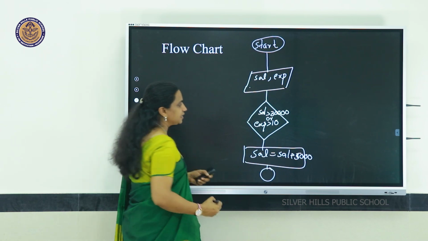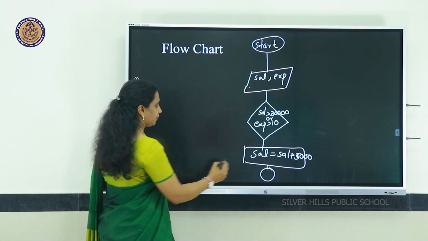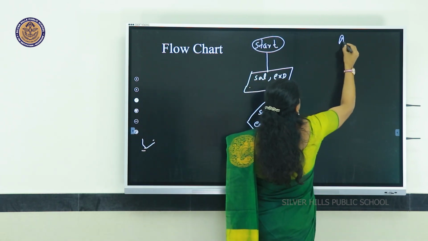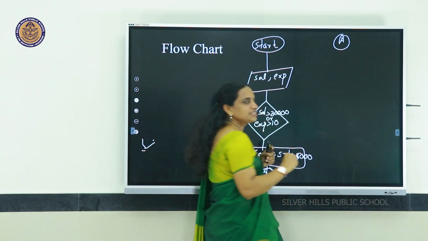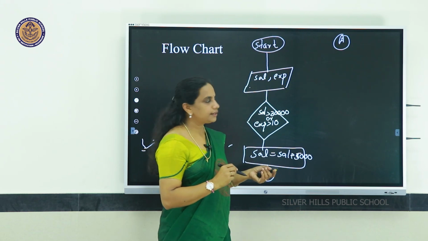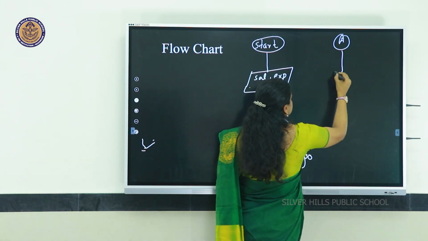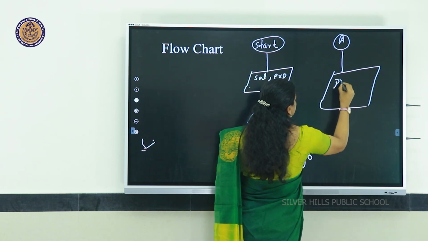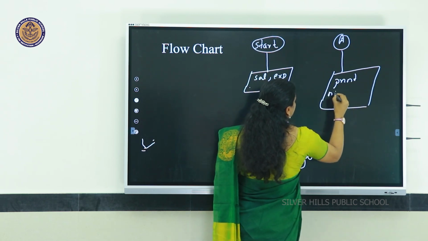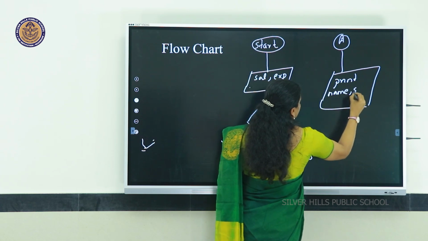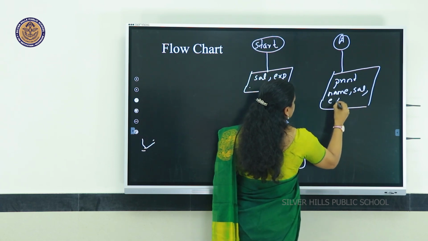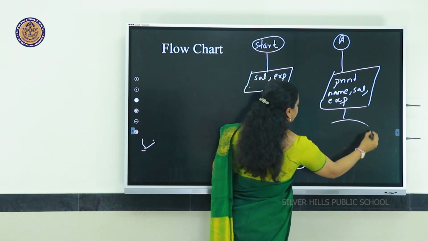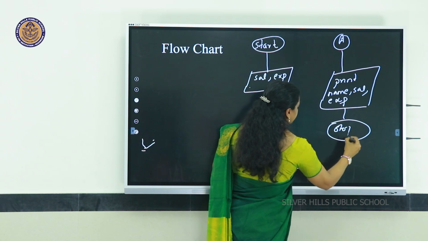You can use a connector if no proper space is there. For example, I am using a connector, then I can write like this by using this connector. This is also a symbol used in program flowchart. Okay. Now the next step is I have to print the details. The details are print, then name of the employee, then salary of the employee and experience of the employee. Then after that we can stop the program by using this statement.